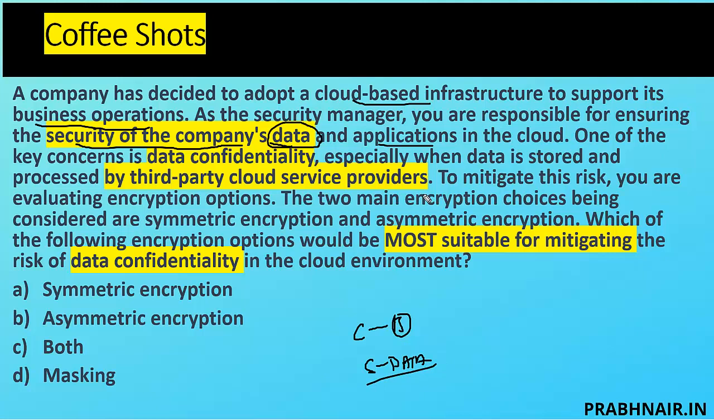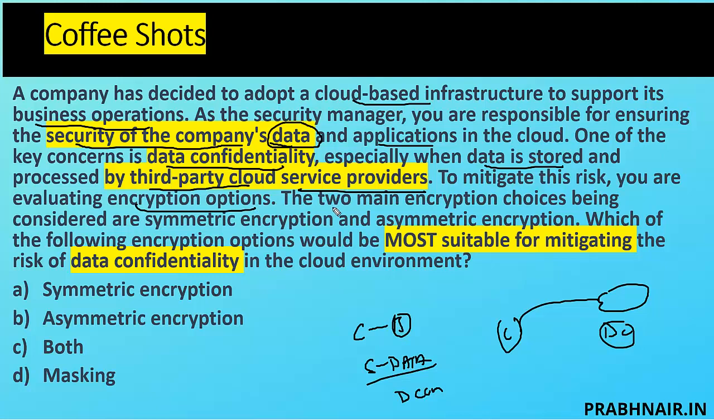One of the key concerns is the data confidentiality. So the question is talking about data confidentiality, especially when data is stored and processed by a third-party cloud provider. It means the user wants to store data in a cloud and they're focusing on the data confidentiality. Okay, to mitigate this risk, you are evaluating an encryption option. So 2 main encryption choices are being considered: symmetric and asymmetric. Which of the following encryption options would be most suitable for mitigating the data confidentiality risk in the cloud environment?